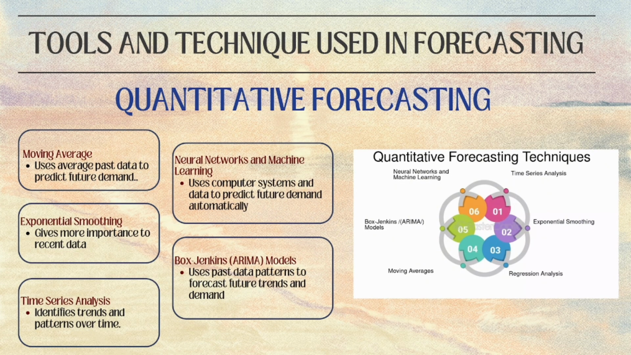Next is quantitative forecasting, which has 5 methods. First, moving average, which uses average past data to predict future demand. Second, exponential smoothing, which gives more importance to recent data. Next is time series analysis, which identifies trends and patterns over time. The fourth is neural network and machine learning, which use computer systems and data to predict future demands automatically. Lastly, Box-Jenkins ARIMA model, which uses past data patterns to forecast future trends and demands.